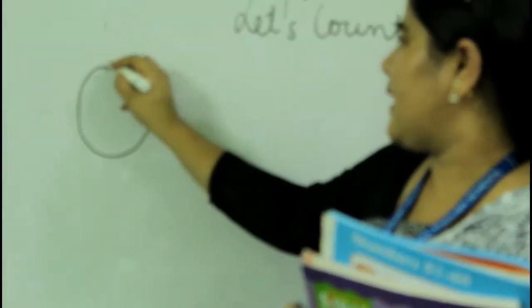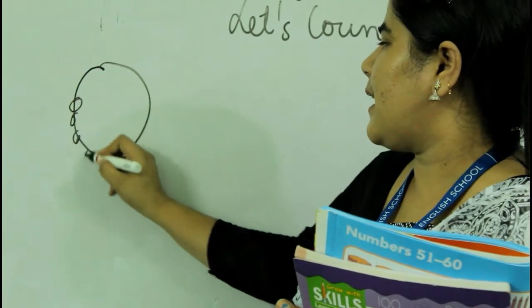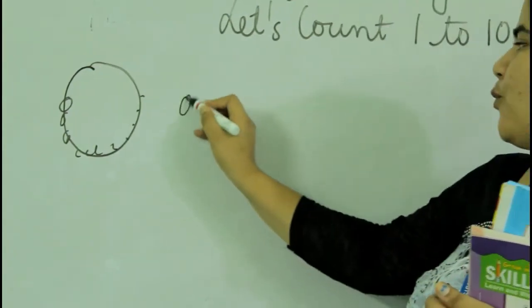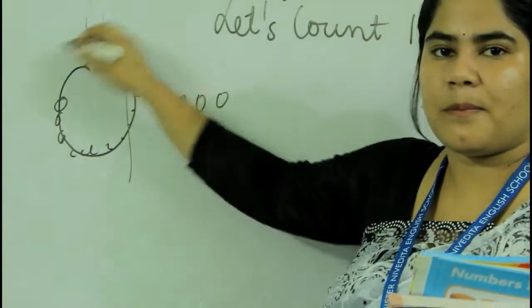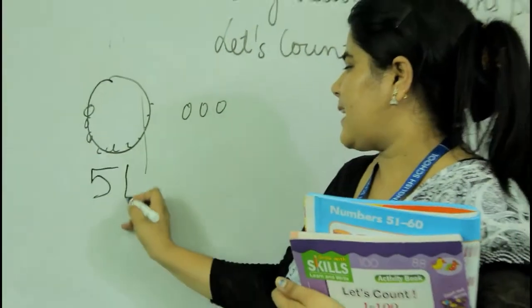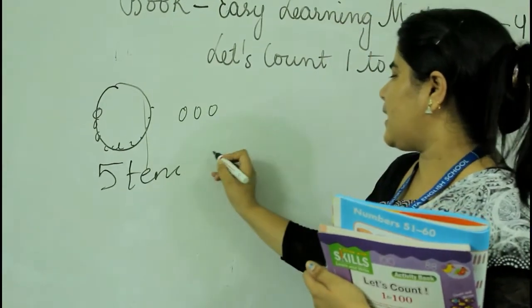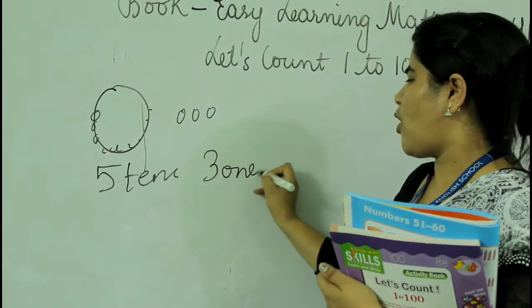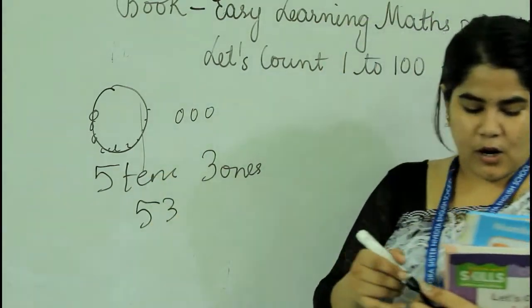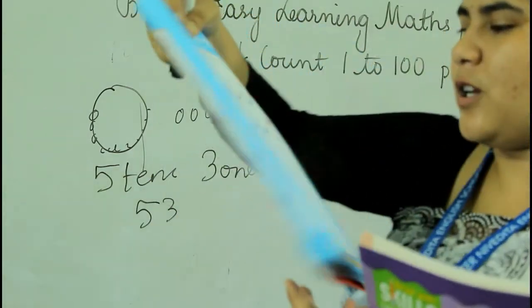This is the circle, so there are total 10 beads, okay? In this way there are total 10 beads, and those are only 1 2 3. In this circle, there are total 5 circles, so 5 tens and 3 ones. Okay, so what will the number be? 53. Okay, so in this way you will be doing all this.